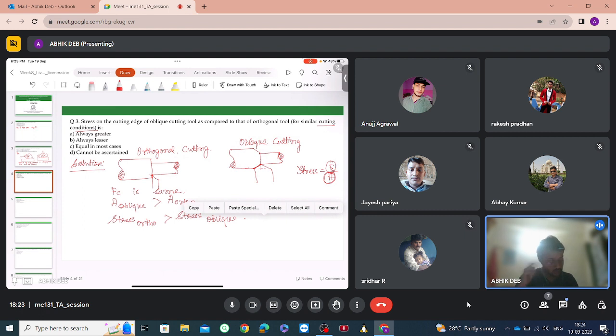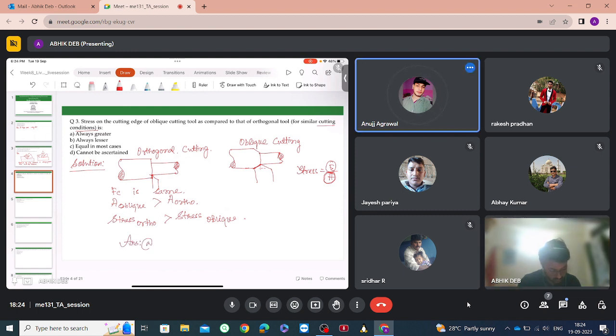So the transmission of heat between the tool and the workpiece in case of oblique cutting will be more. In orthogonal cutting, the heat will be localized at this region, in a small region. But in oblique cutting, since the area is more, the heat transfer will be more. That is, the heat will be easily dissipated from the tool to the workpiece or vice versa. That is why the tool life will be greater in case of oblique cutting as compared to orthogonal cutting for the same cutting conditions. Okay, so any doubt in this?